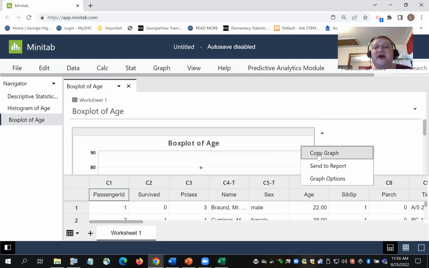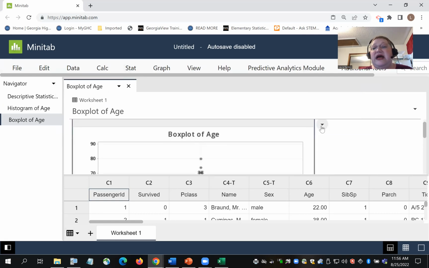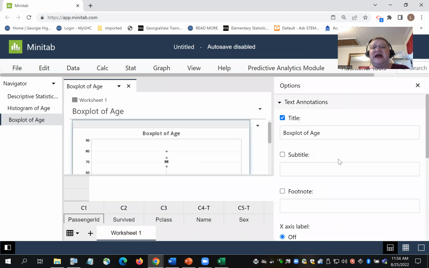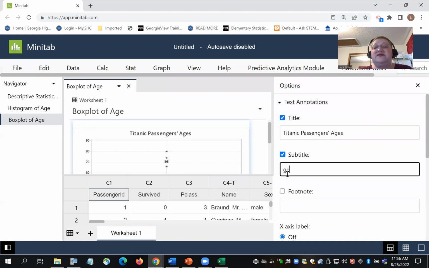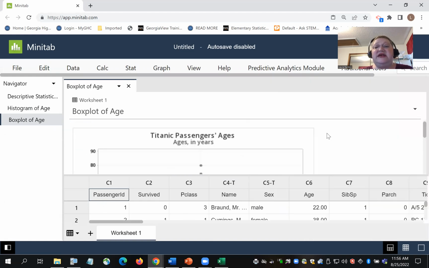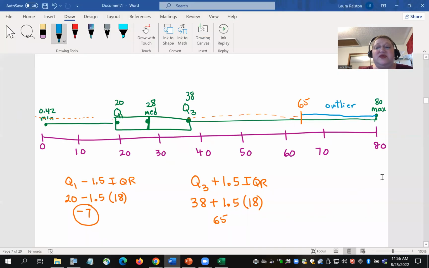And I'm going to copy this over. Again, remember, we talked about changing the title. I would change it to maybe Titanic passengers ages. And we were indicating that those ages were in years. So we talked about how to do that last class. We select it, use the arrow, and we copy. I want to get it where you can see it.